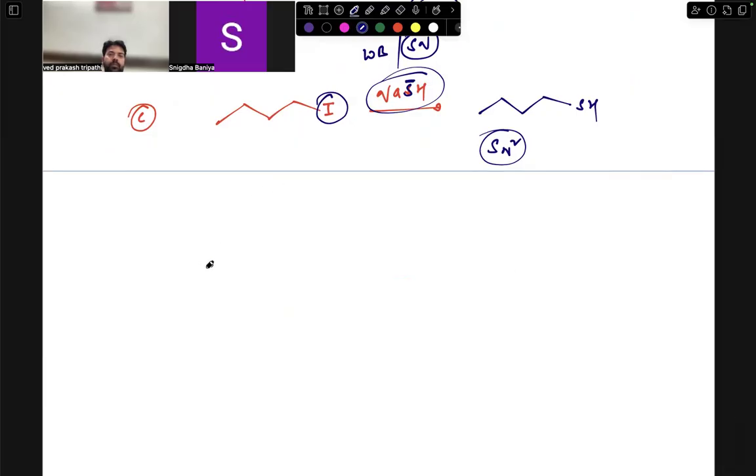So usually when it's a strong nucleophile, it's usually substitution, and when it's a strong base, it's usually elimination. Suppose I am saying strong nucleophile but weak base, so we will say substitution dominates. If I am saying strong base and weak nucleophile, then we will say elimination dominates. Clear? Like this.